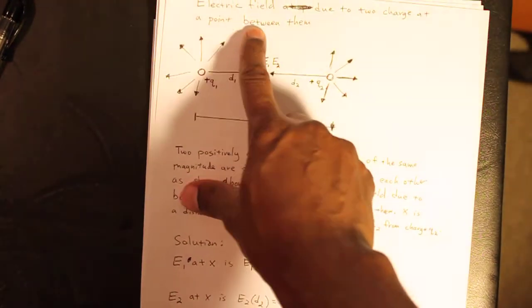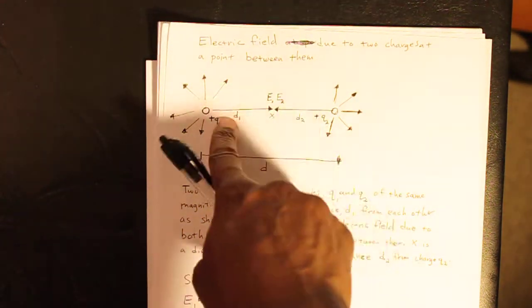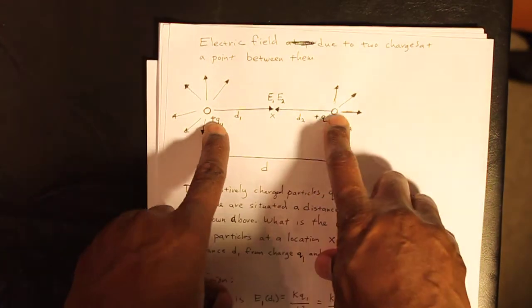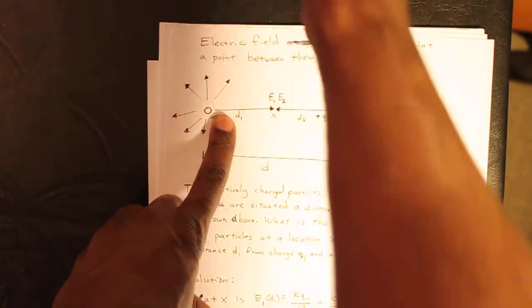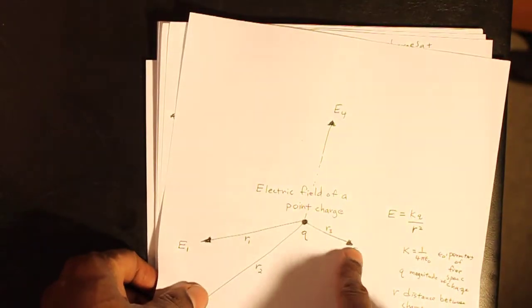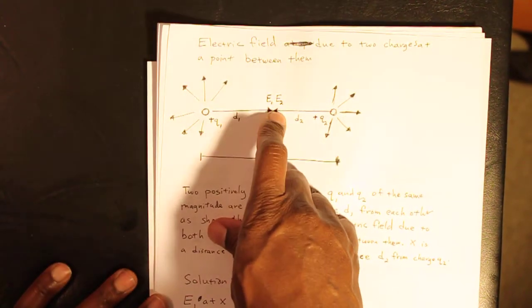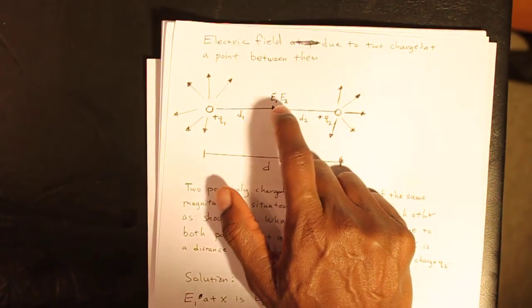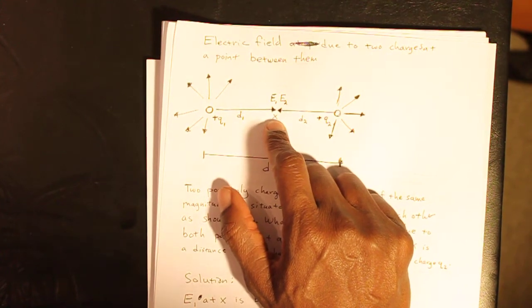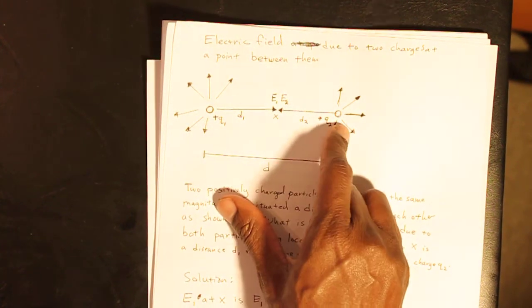So the electric field due to two charges at an arbitrary point in between them. So here we have our 2 charges here, Q1 and Q2. Okay, and just as we had in our previous diagram, we have electric fields being emitted from the charges. The charges are creating electric fields around them, and we want to find the electric field at this particular point X, which is a distance d1 from Q1 and a distance d2 from Q2.